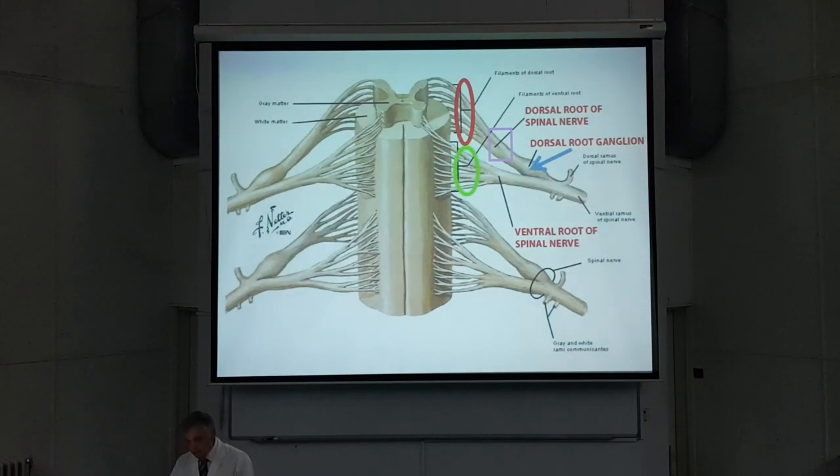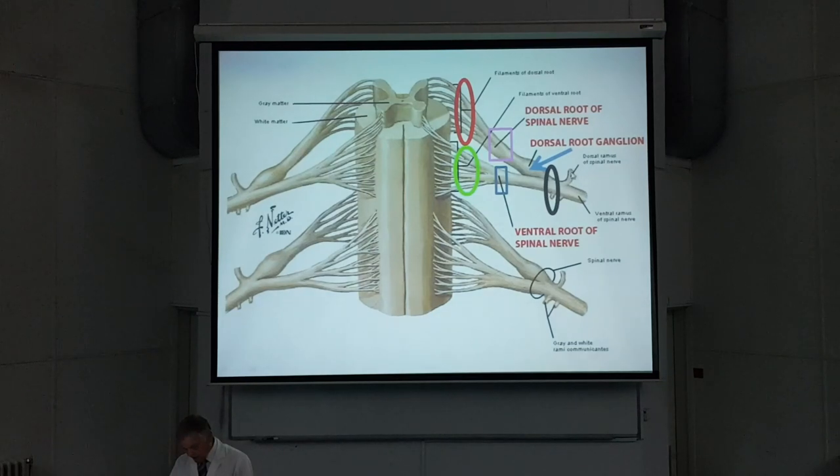Ventrally coming out of the spinal cord, motor rootlets, and then the ventral root. The dorsal and ventral roots join and form the spinal nerve. The spinal nerve is very short. It almost immediately divides into a dorsal ramus and a ventral ramus.